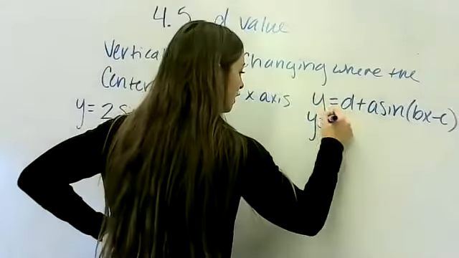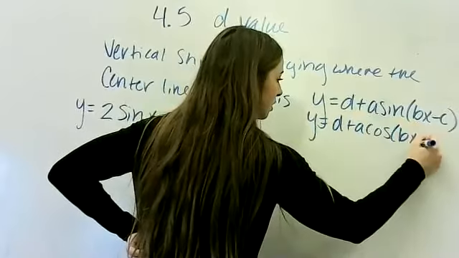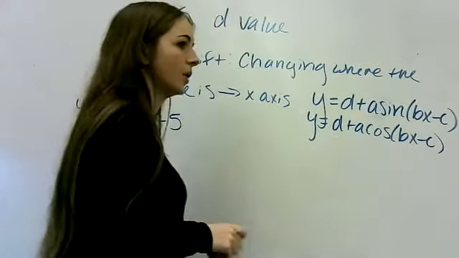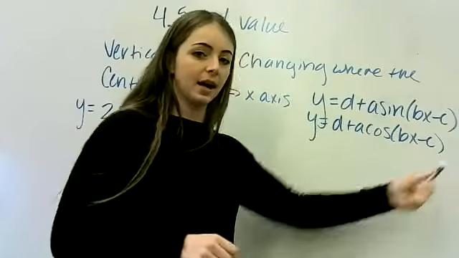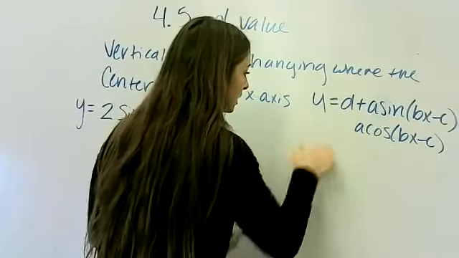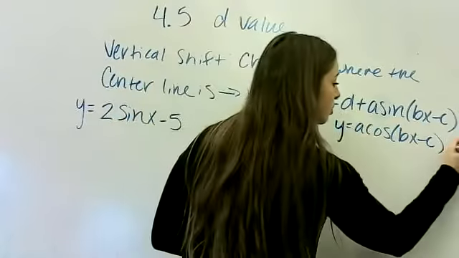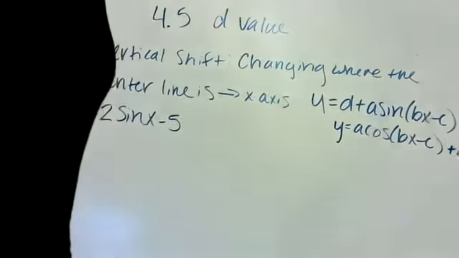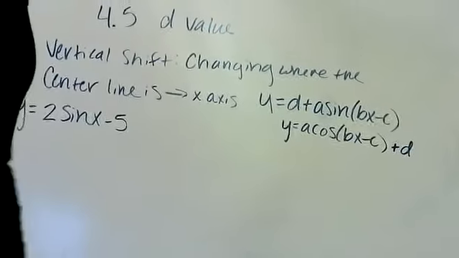Also, y equals D plus A cosine bx minus c. One thing I just really want to point out is this D can be added on in front or in back. So let's show you a different representation. It could be y equals A cosine bx minus c and then a plus D out in the back. Just that plus D out in the back. You can kind of see that going on out there.